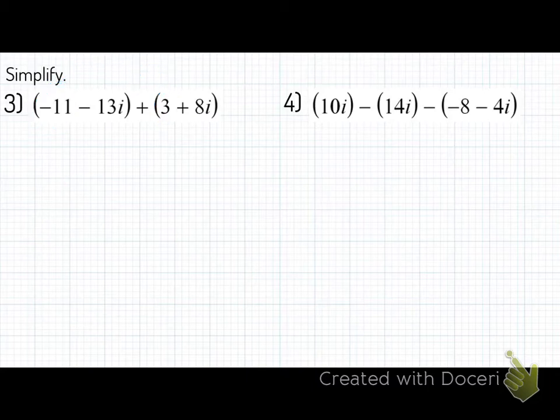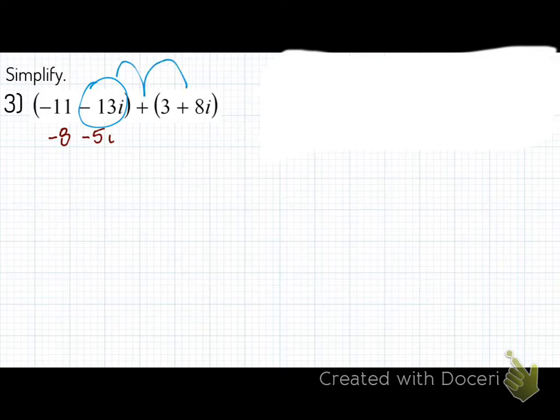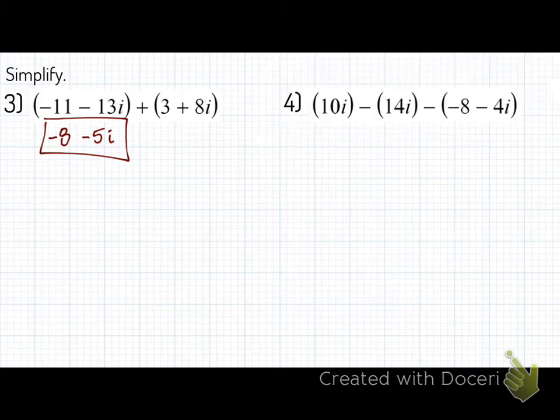Okay, so you should have paused it. So when we combine these terms, you should have had negative 8. And then negative 13 plus positive 8 is going to be negative 5i. Okay. Continuing on, number 4.